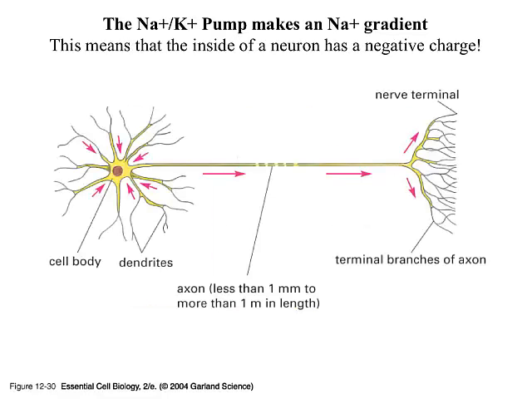So in a similar way, our own neurons can use the gradient that's created by the pump to signal along very long distances, even up to a meter long, from one part of our body to another through the axon of the nerve cell.